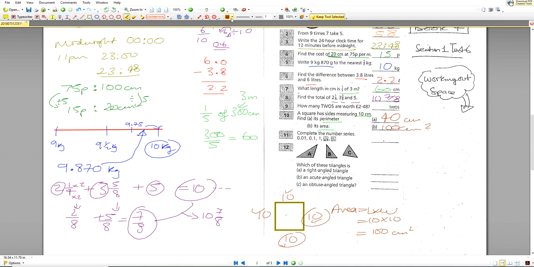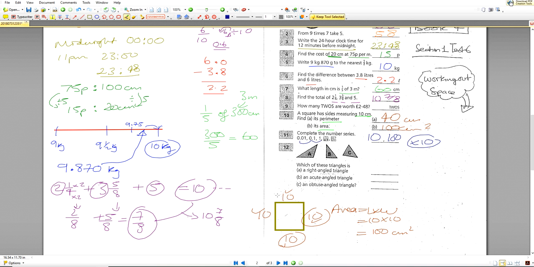Okay, next question. Let's have a different color. Now, complete the number pattern from here to here to here. We are multiplying by 10. 0.1 times 10 is 1. So you've got to keep on multiplying by 10. So 1 times 10 is 10, and then 10 times 10 is 100. And we finished that question. We nearly finished this part of the exercise.